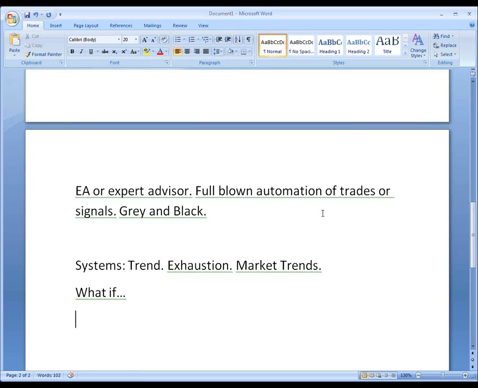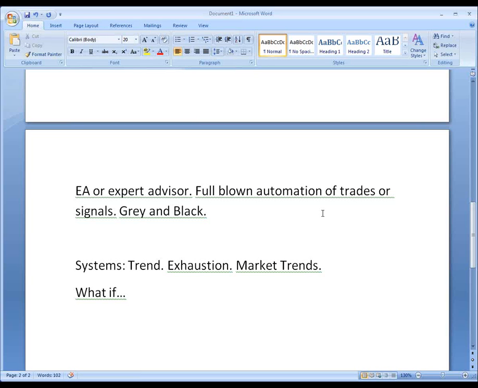Okay, and I've simplified systems. Obviously, there are ones much more sophisticated, but we need to start with a basis, and this is a good place to start. So what if you could understand what the underlying market environment was doing and then deploy the quote-unquote appropriate system? Okay?